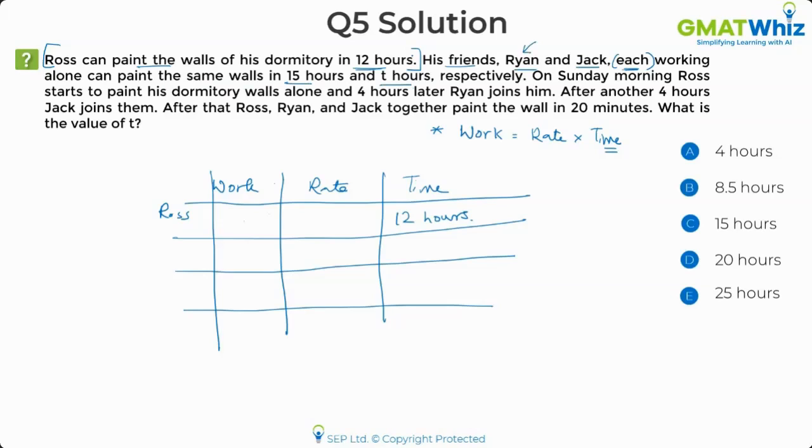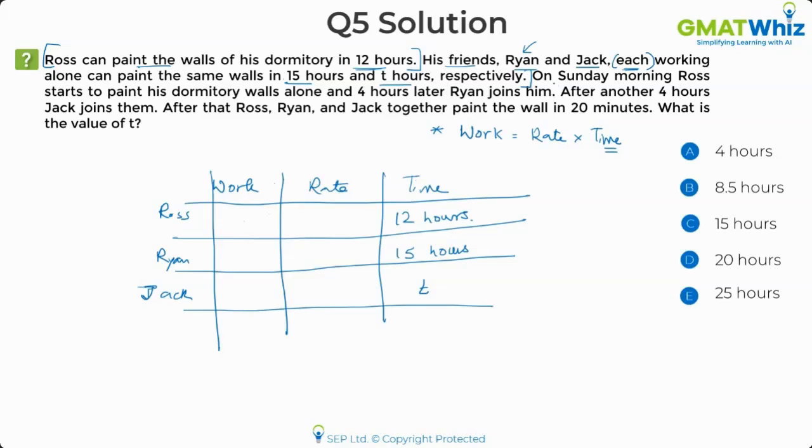So Ryan can paint it in 15 hours, so I'll write that down. Ryan, 15 hours, and Jack is T hours. Jotted that down. Okay, nothing else that I can do here. So these two lines are properly taken care of. Okay, now let's see what else is given.